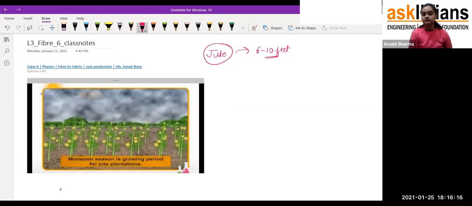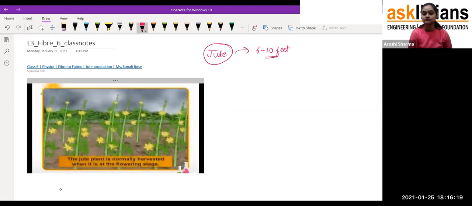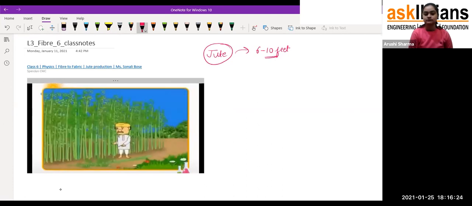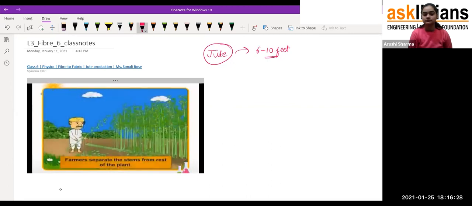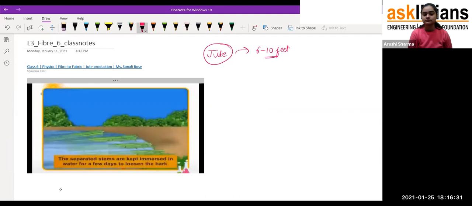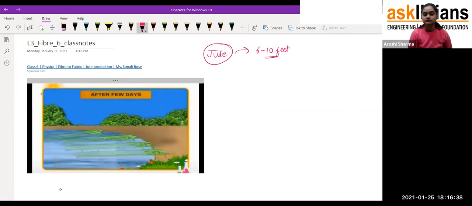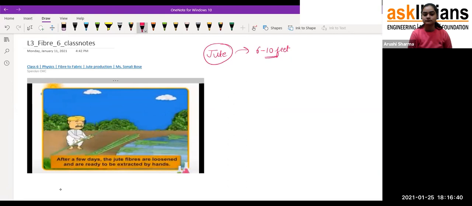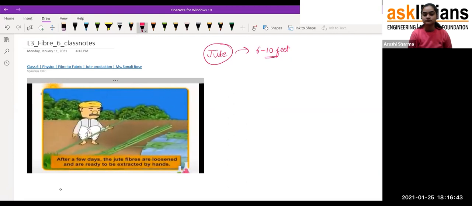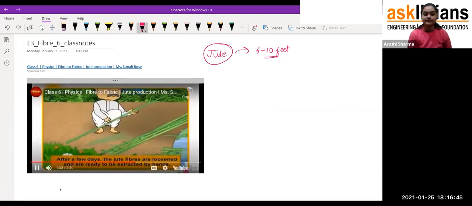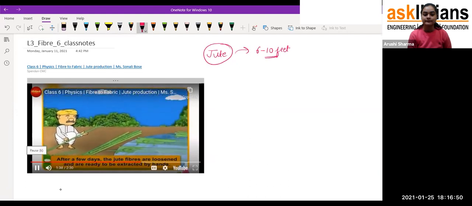The jute plant is harvested at the flowering stage. Farmers separate the stems from the rest of the plant. Jute fibers obtained from the bark of plants are naturally glued together by a sticky substance. To remove the sticky substance, the stems are kept immersed in water for a few days. After a few days, the fibers are loosened and are extracted. This process of rotting the stems of plants in water to remove the sticky substance and separate the fibers is called retting.